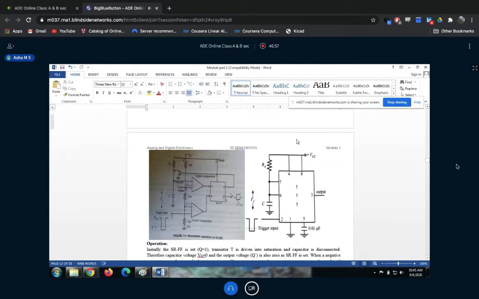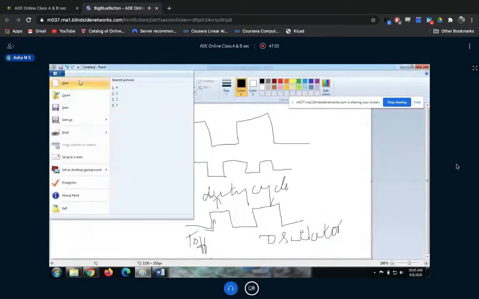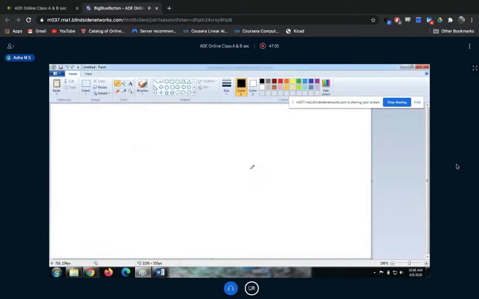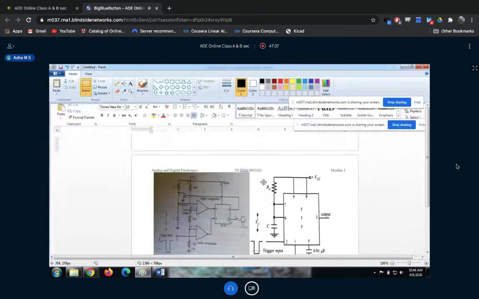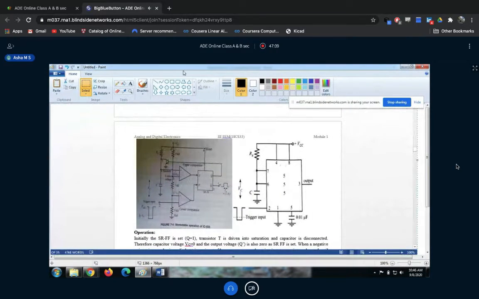Okay guys, so now we are discussing the working of the monostable multivibrator. Just remember, this monostable multivibrator we are constructing by using the 555 timer IC. So what exactly is this one? It is an IC, okay, a timer IC. Okay, so the 555 timer IC.